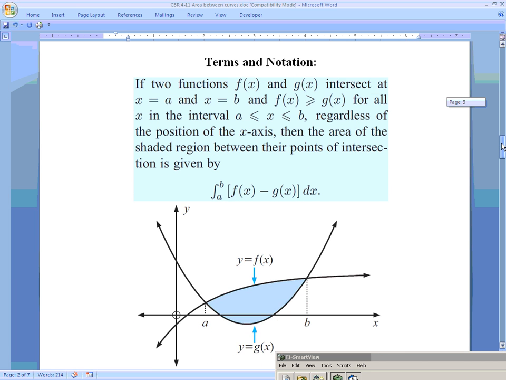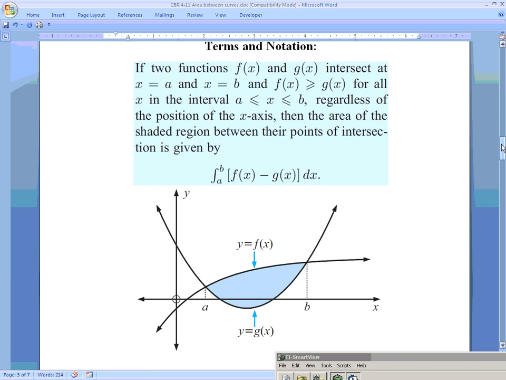We're going between curves. So if two functions f of x and g of x intersect at an x value of a and an x value of b, and f of x is greater than or equal to g of x for all x in the interval from a to b, regardless of the position of the x-axis, then the area under the shaded region between their points of intersection is given by the following formula.